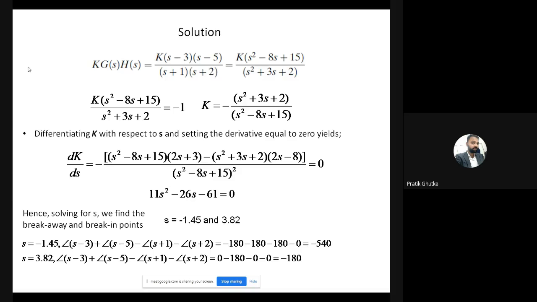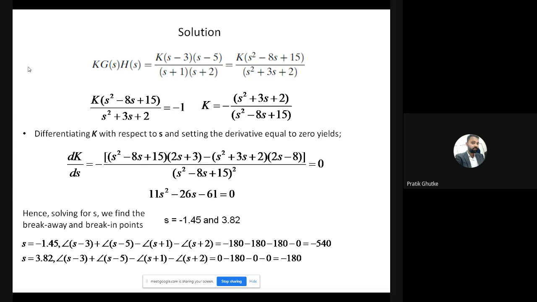Then after solving the angle condition, what will be my value? It comes to minus 540 degrees. As 540 is a multiple of 180, this root is a valid root. Minus 1.45 is a valid root. Why? Because the angle condition calculation comes to minus 540 degrees, which is a multiple of 180 degrees. So this breakaway point is a valid breakaway point.